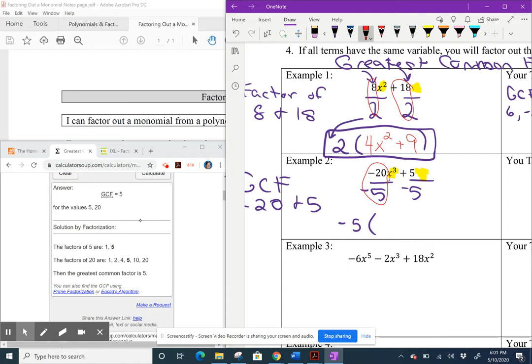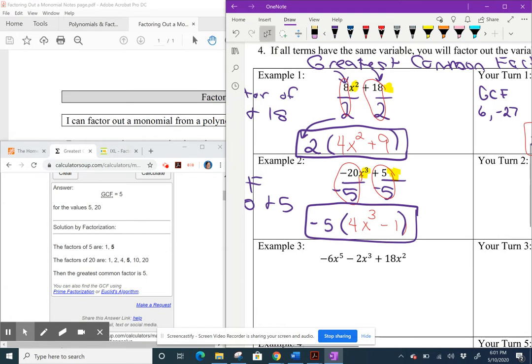Negative 20 divided by negative 5 is a positive 4, x to the third. 5 divided by negative 5 is minus 1. And then once again, that is our answer. The greatest common factor is our monomial that's on the outside of the parentheses. And what's inside the parentheses is what's left.